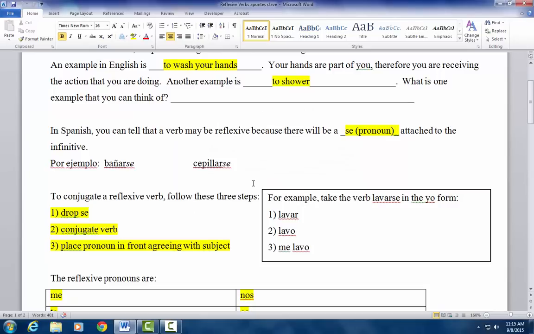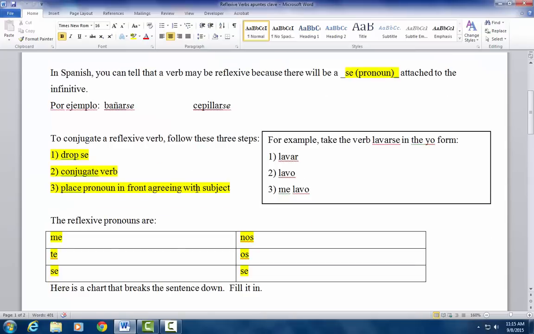Okay, next section. In Spanish, you can tell that a verb is reflexive because there will be a se, which is a pronoun, attached to the end of the infinitive. For example, bañarse, cepillarse. Conjugating reflexive verbs is pretty easy. There's just 3 steps. Step 1, drop the se. Step 2, conjugate the verb as normal. Step 3, place the pronoun in front, making it agree with the subject. So if we had lavarse, the yo form, it's lavar, lavo, me lavo.